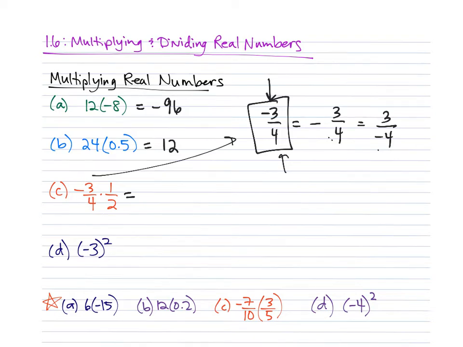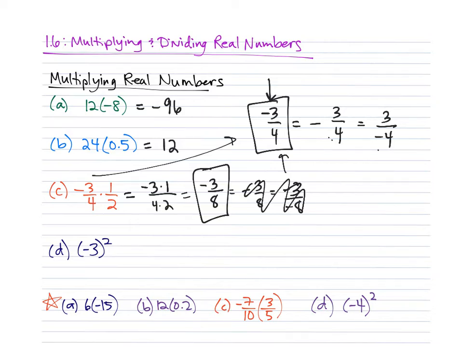This way, the top here is negative 3 times 1, over 4 times 2. And then you'll see the top is negative 3, the bottom is 8. So it's negative 3 over 8, right? Which is equivalent to positive 3 over negative 8, but you don't need these. Just leave it like this.